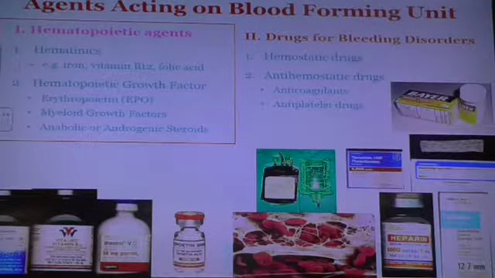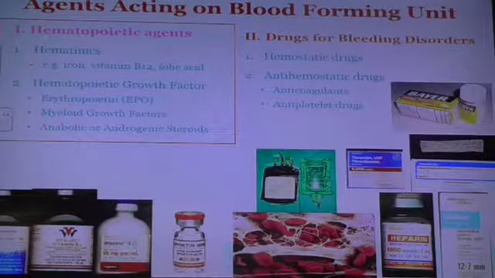Before we go there, we're going to talk a little bit about definitions. We have two parts together. The first hour, we're going to talk about hematopoietic agents, agents that help the production of red blood cells. And the second hour today, we're going to talk about agents for bleeding disorders. Hematopoietic agents means any agents related to producing red blood cells, and they can be two parts together.